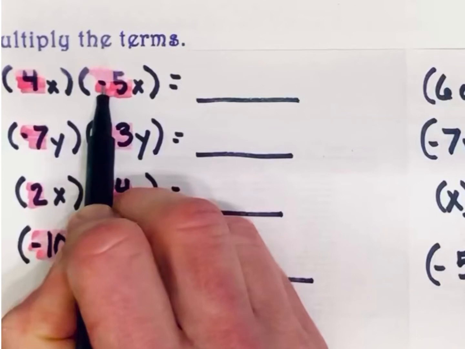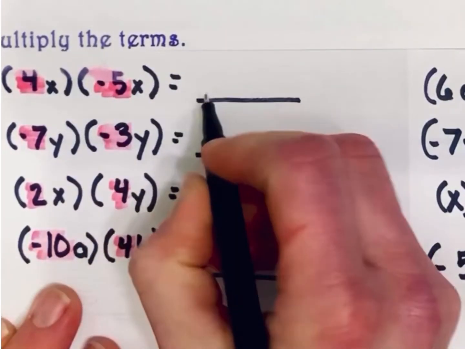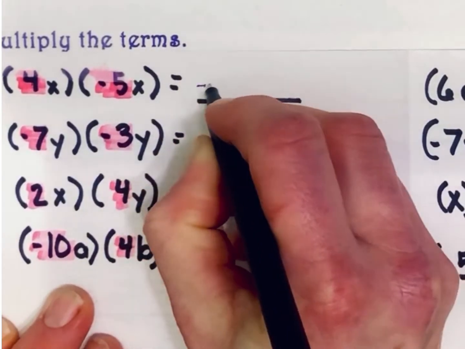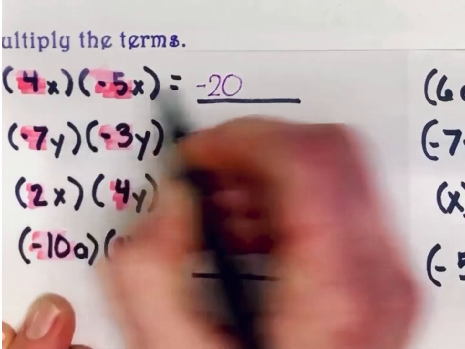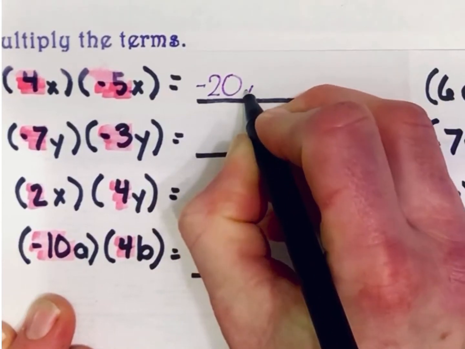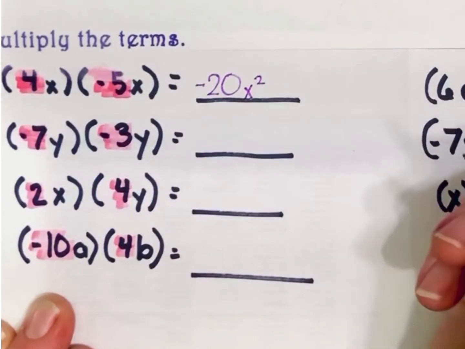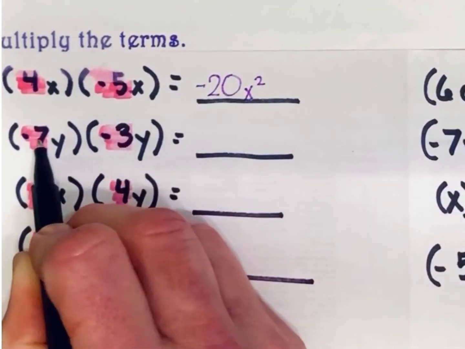So in this first one, you have 4 times -5. So when you multiply those two together, you get a -20. Next, you multiply the variables. You have x times x, which gives you x squared. There's your first one. Now, go on to the second one.